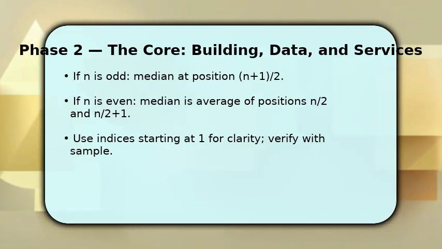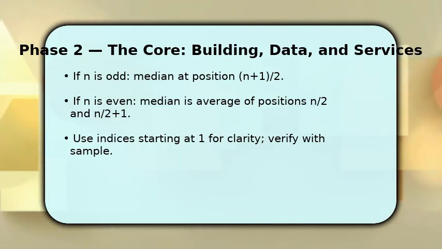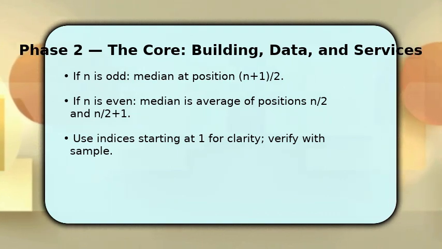Once you've isolated the value(s), explain why. The median minimizes absolute deviations and resists outliers, which is why the central value(s) represent the distribution center.